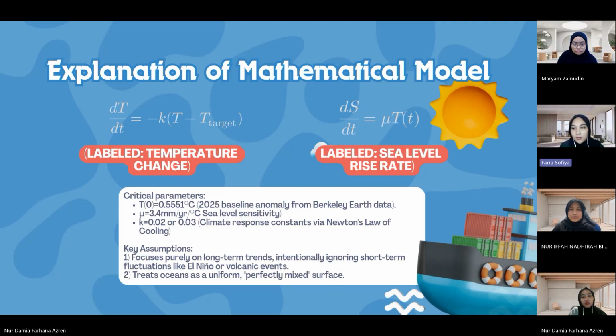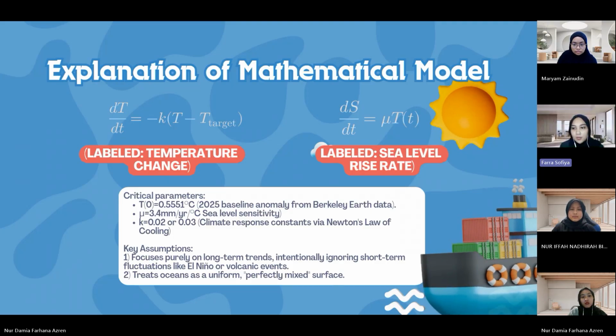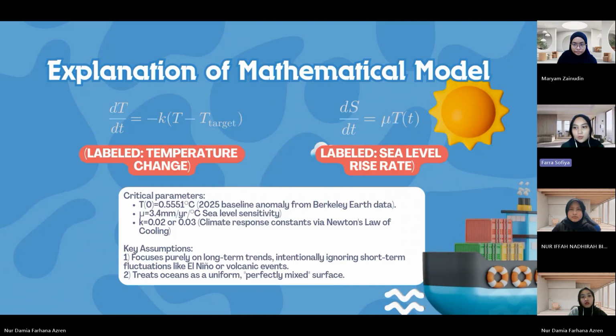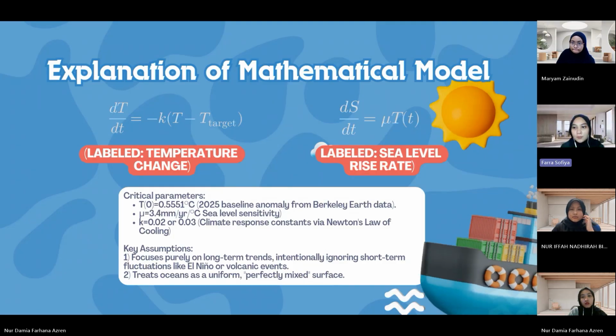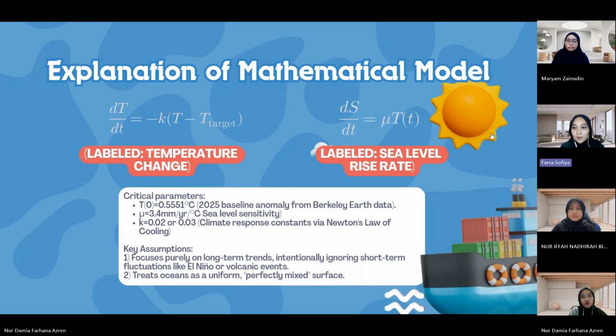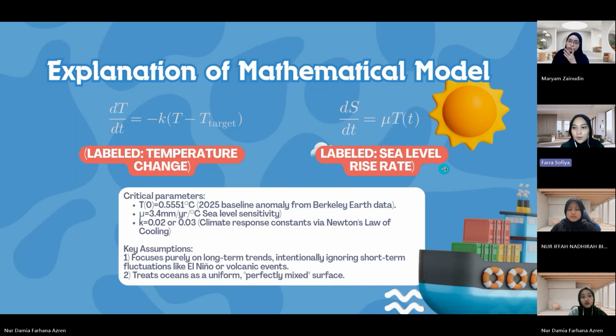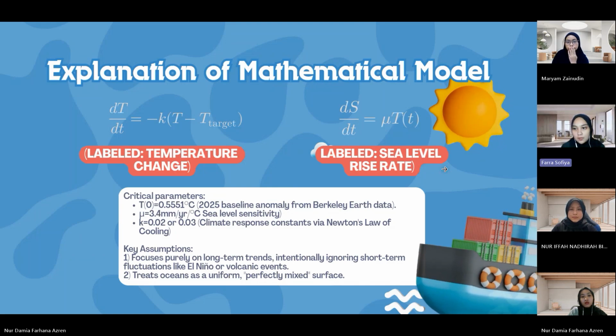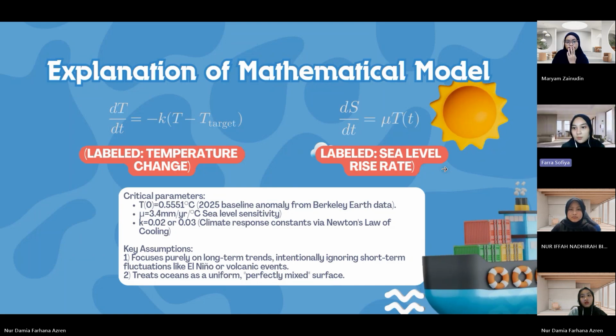3.4 mm per year per degree Celsius from the European Space Agency, and a positive constant K of 0.02 from NASA using data from GRACE. To simplify our 100-year projection, we ignored short-term effects like El Niño and volcanic activity, assuming the global ocean behaves as a perfectly mixed system.